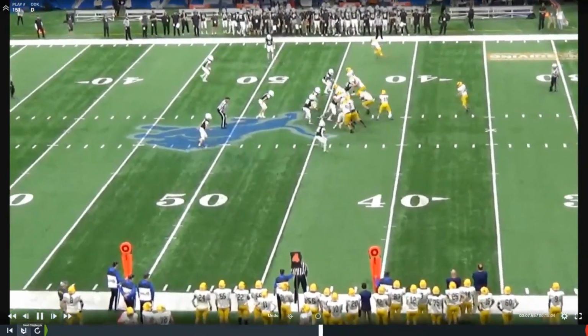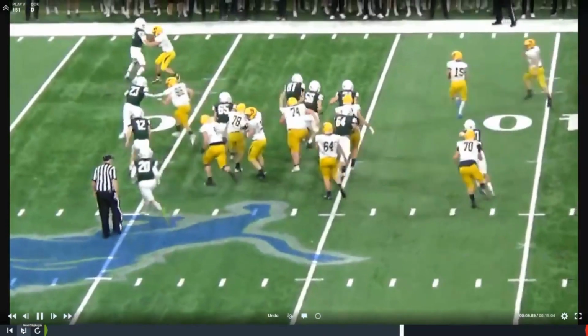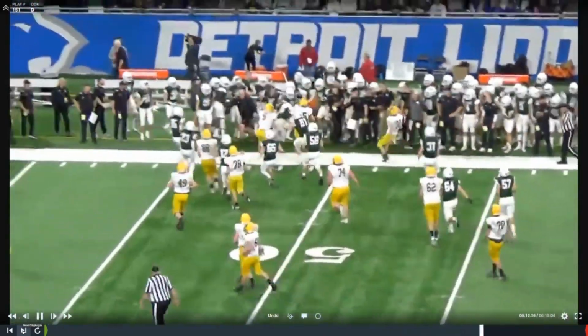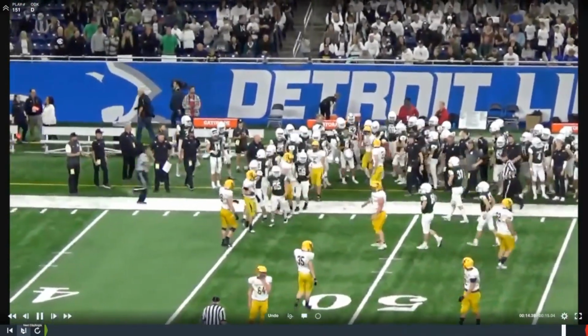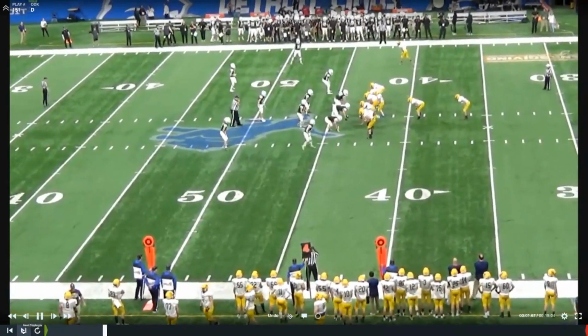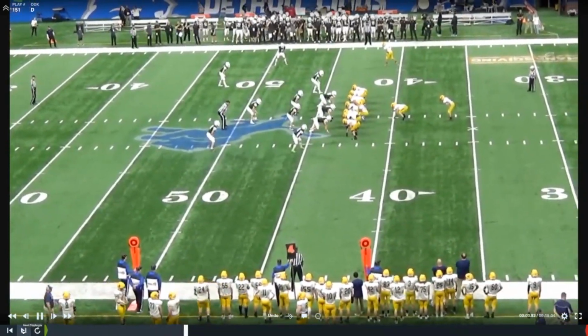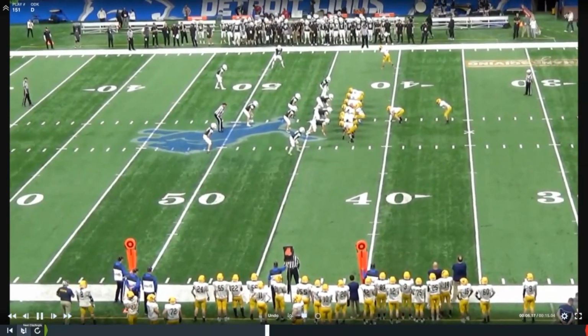But in a play like this, don't nitpick the fact that the contact was out of bounds, so therefore I'm going to throw the flag. No harm is done. 15 is going to play another play and play another day. All right, next clip.